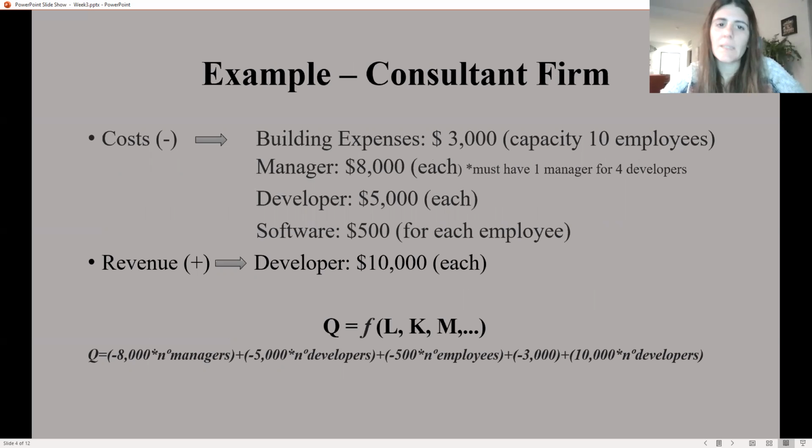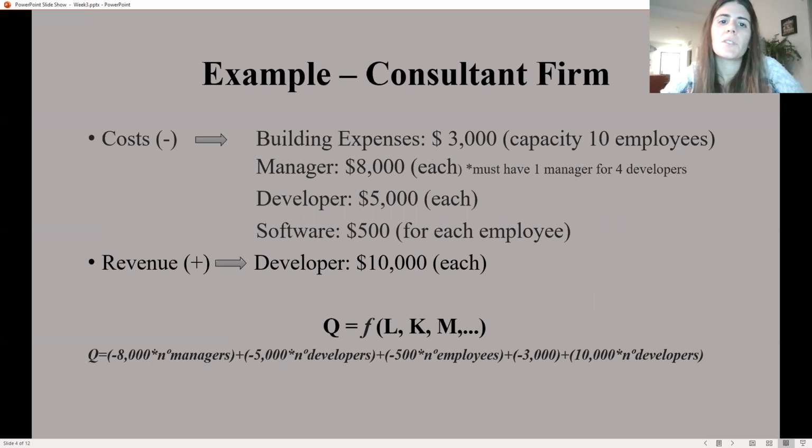For example, I used a consultant firm as an example because it's service related, and I would like to make an example different from the lecture of our professor. So here, the building expense is fixed, and I put 3,000 and it has the capacity for 10 employees.